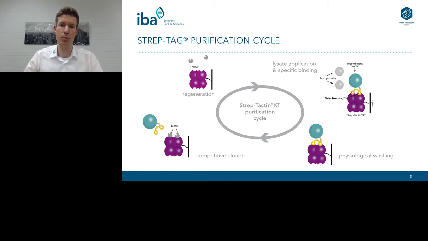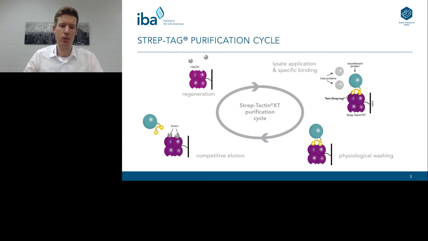Once you've bound the protein of interest on the matrix, you can wash away host cell proteins. You can also work very efficiently under physiological conditions, but you can also use high detergent concentrations, high salt concentrations, etc. And then it comes to the elution, and for elution you only have to add biotin to your wash buffer in order to elute your protein.